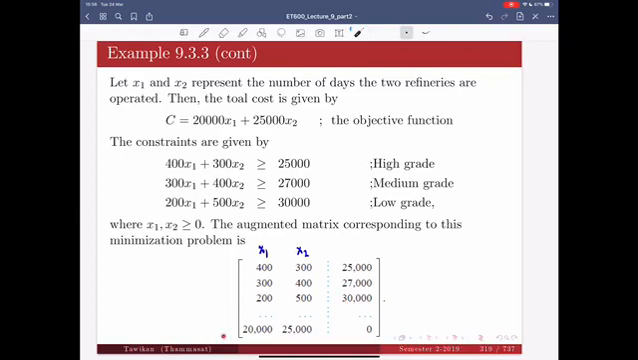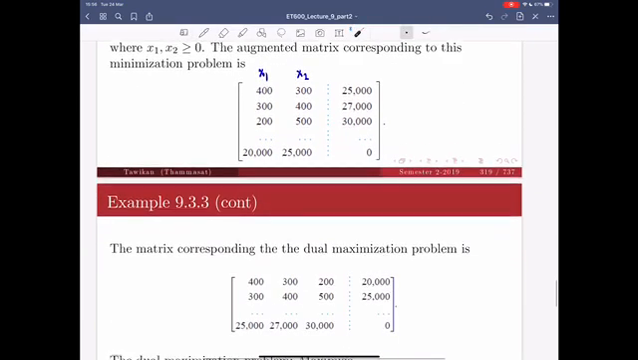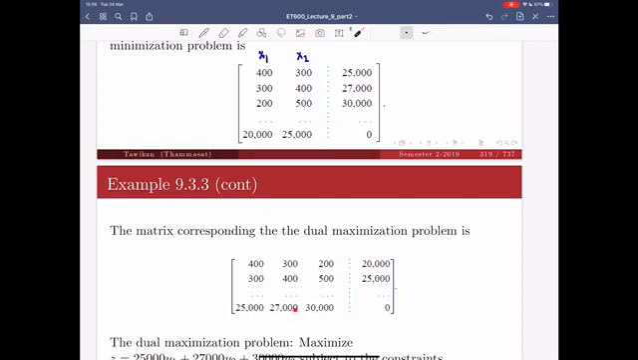Now, for the bottom row, you put down the coefficient of S1 and the coefficient of S2, 20,000 and 25,000 respectively. So this is the augmented matrix that corresponds to the minimization problem. We're going to take the transpose of this matrix. After we have taken the transpose, we're going to have the augmented matrix that corresponds to the dual maximization problem. And then after that, we proceed by using the simplex method. So the transpose of the matrix is this one.